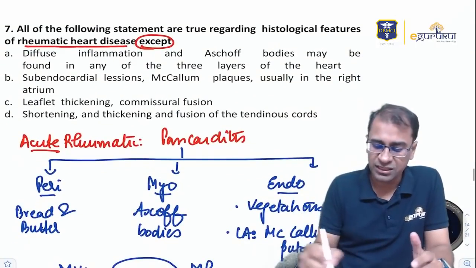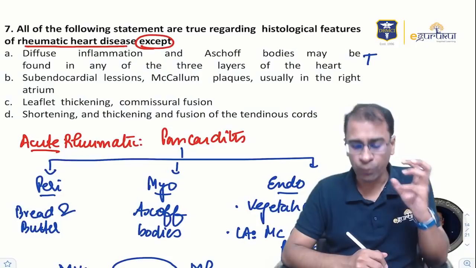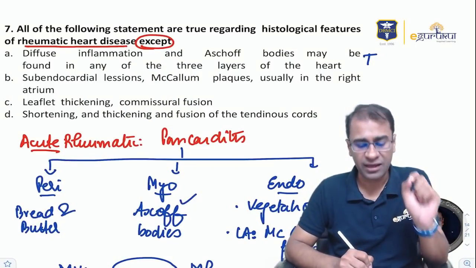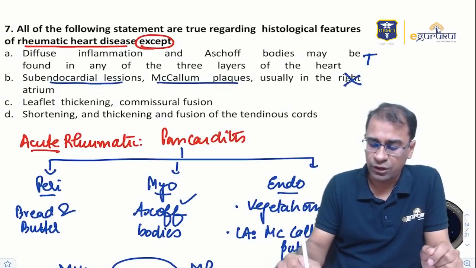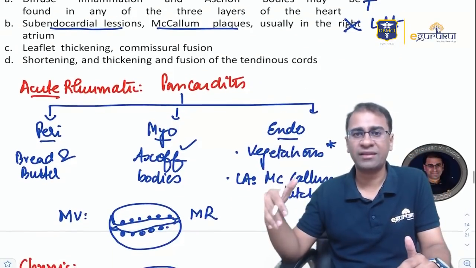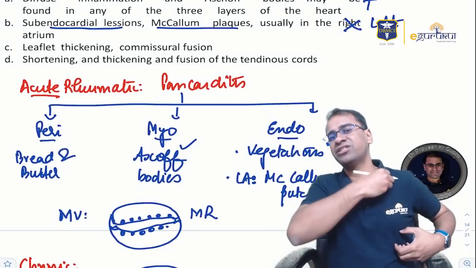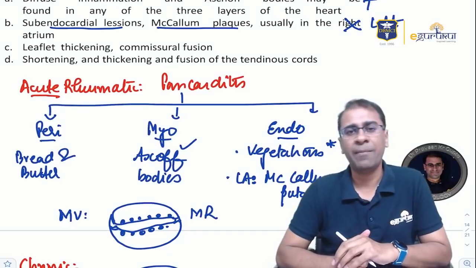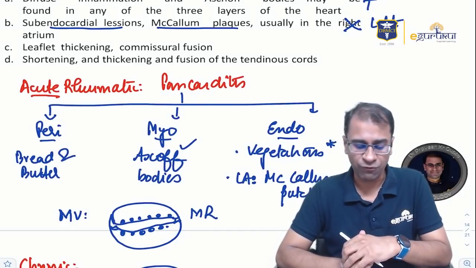Look at the disease. Usually we see Aschoff bodies, which can be seen in any of the 3 layers of the heart but are most commonly seen in the myocardium. Subendocardial lesions, that is MacCallum's patch, are seen in the left atrium. Why does this happen? Because the mitral valve is on the left side. As the ventricles contract, the blood regurgitates back into the left atrium, hitting the left atrial wall again and again, causing fibrosis of that area of the wall.